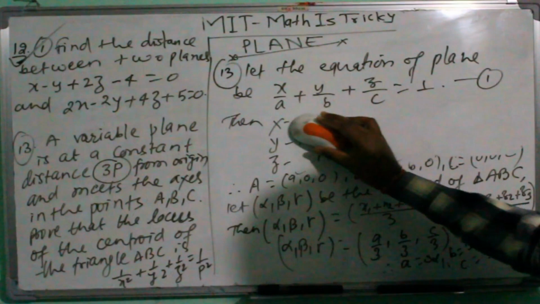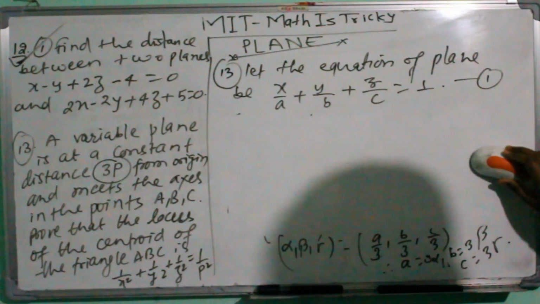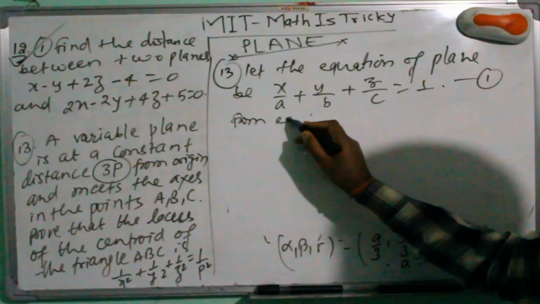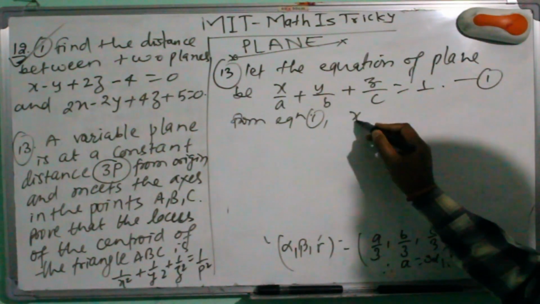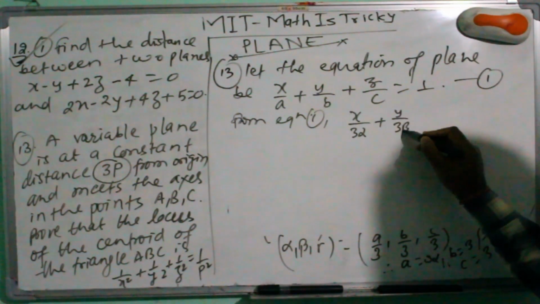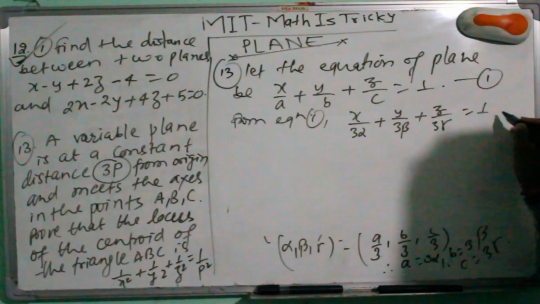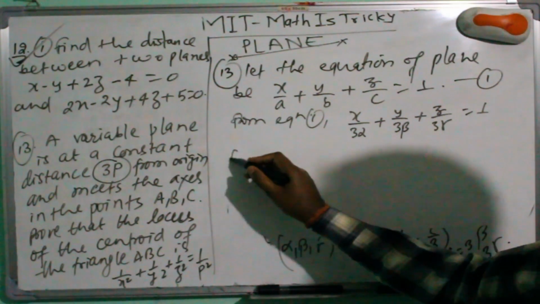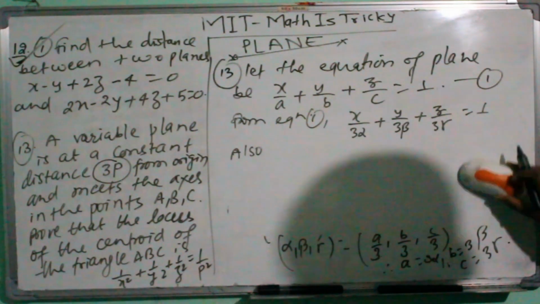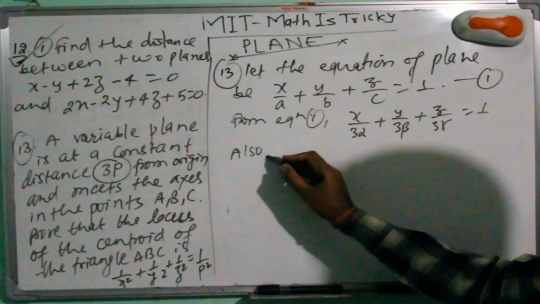Now we have the values of a, b and c. From equation 1 we get x by 3 alpha plus y by 3 beta plus z by 3 gamma equals 1. Also, 3p is the constant distance from the origin. So let's find the constant distance, that is the perpendicular distance.